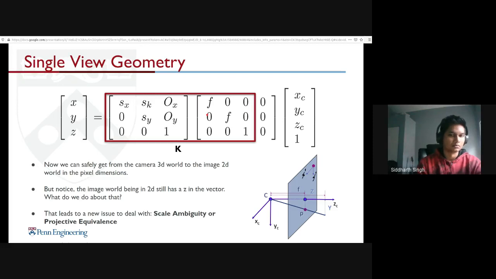This is good practice. You can just write down this equation, multiply it, expand it, and find out all the equations for X, Y, and Z. The X, Y, and Z is in the 2D image plane, and this XC, YC, ZC is what the camera is seeing in the world.